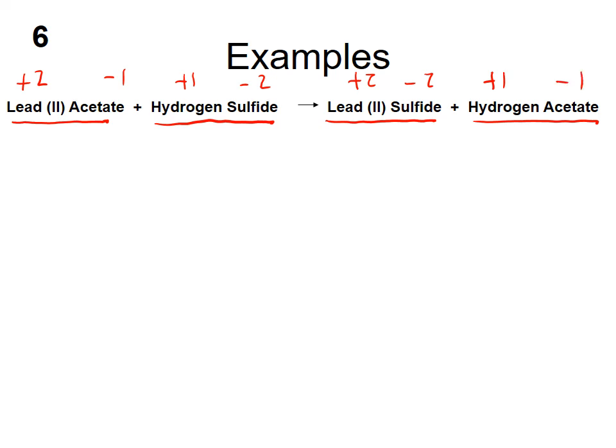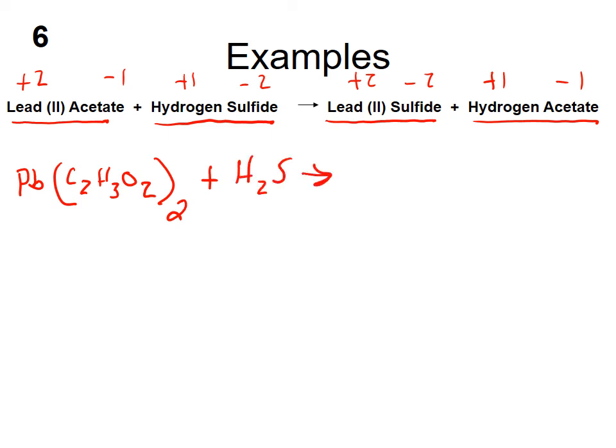So now that I've got them, I can write it all out. So lead was Pb. Acetate, C2H3O2. And then it's got to do a cross, so I need 2 of them. Got to put it in parentheses. Plus hydrogen sulfide, which would be H2S. Produces lead 2 sulfide, that would be PbS. Plus hydrogen acetate, HC2H3O2.